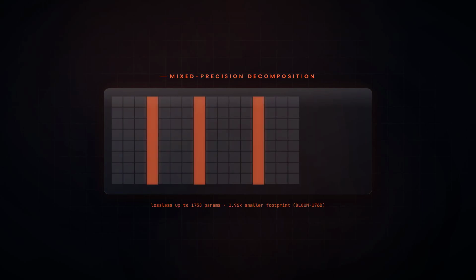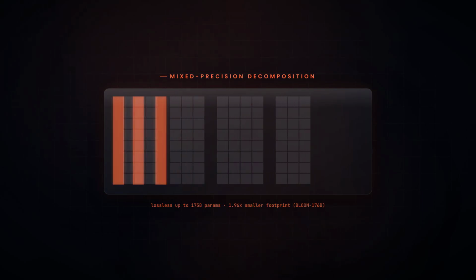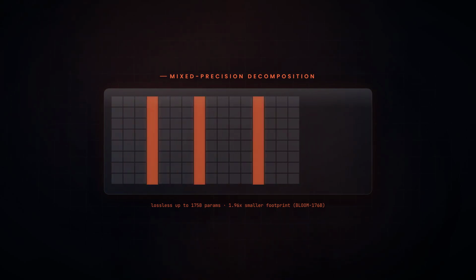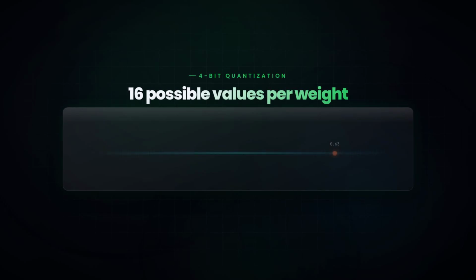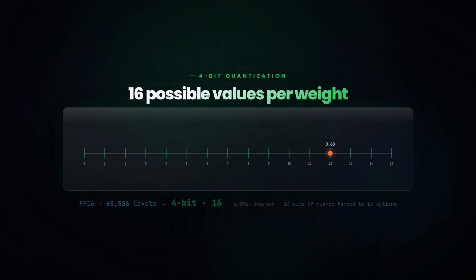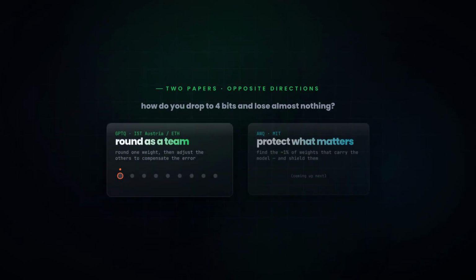And at 4 bits, rounding to nearest isn't just lossy, it's catastrophic. 4 bits per weight. 16 values. You're taking a number that used to have 16 bits of nuance and forcing it to be one of 16 options. 2 papers cracked this from opposite directions, and both are worth knowing because every model you download today was squeezed by a descendant of one of them.